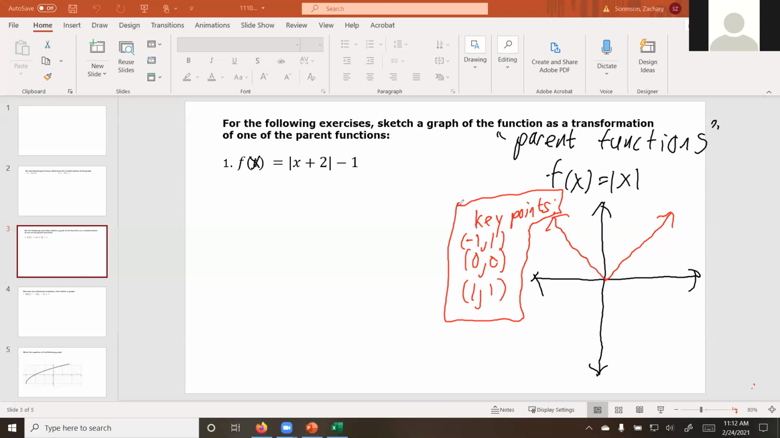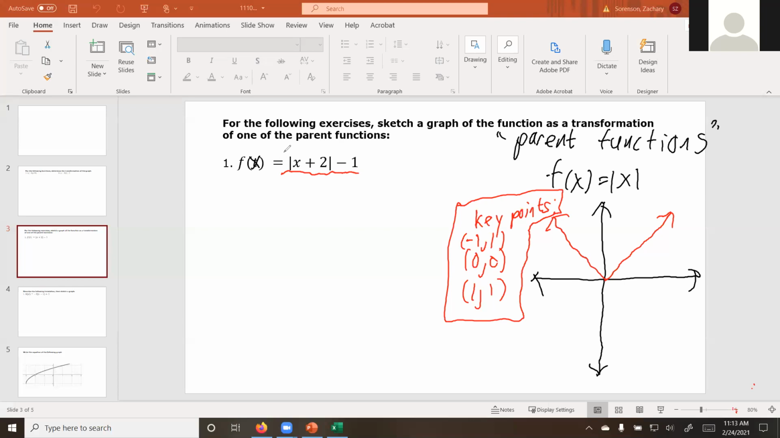But I put in the video all of the parent functions that might be important to us. And also they are in the textbook. Okay, so I know my key points, I know my parent functions. Now my next step is to identify what my transformations are. So I have this function overall. It's clearly no longer the f of x is equal to the absolute value of x function.